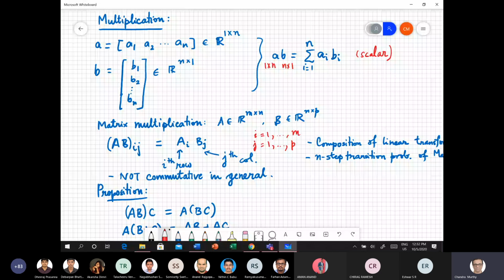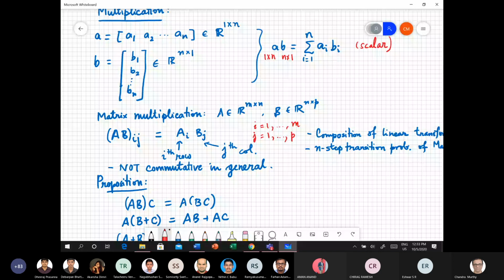Okay, so this matrix multiplication as written here is not commutative in general, meaning that in general, AB is not equal to BA. In fact, AB may be defined. As I've defined it here, A is M by N and B is N by P, so I can define AB. But if M is not equal to P, I cannot even define BA. So in general, AB is not equal to BA.